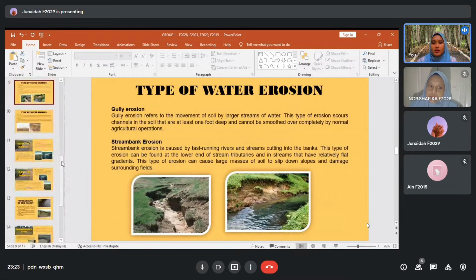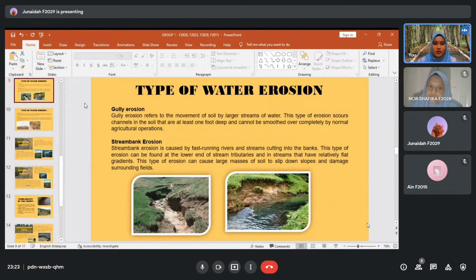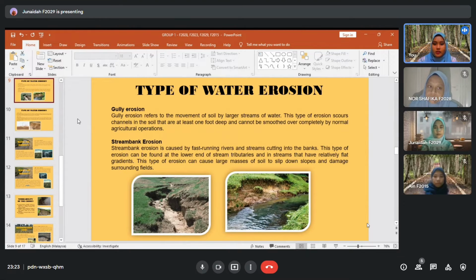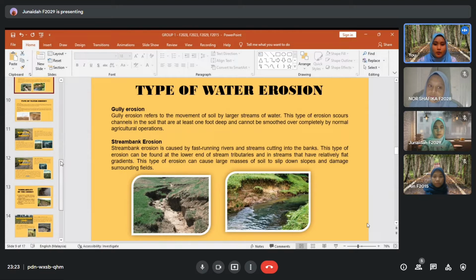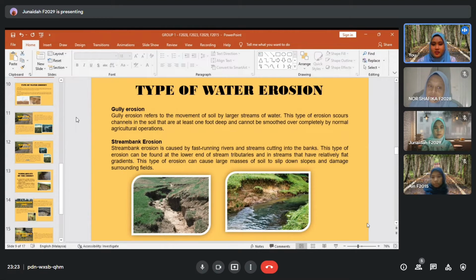Gully erosion. Gully erosion refers to the movement of soil by larger streams of water. This type of erosion causes channels in the soil that are at least 1 foot deep and cannot be smoothed over completely by normal agricultural operations. Streambed erosion. Streambed erosion is caused by fast-running rivers and streams cutting into the bank. This type of erosion can be found at the lower end of tributaries and in streams that have a relatively flat gradient. This type of erosion can cause large masses of soil to slip downslope and damage surrounding fields.